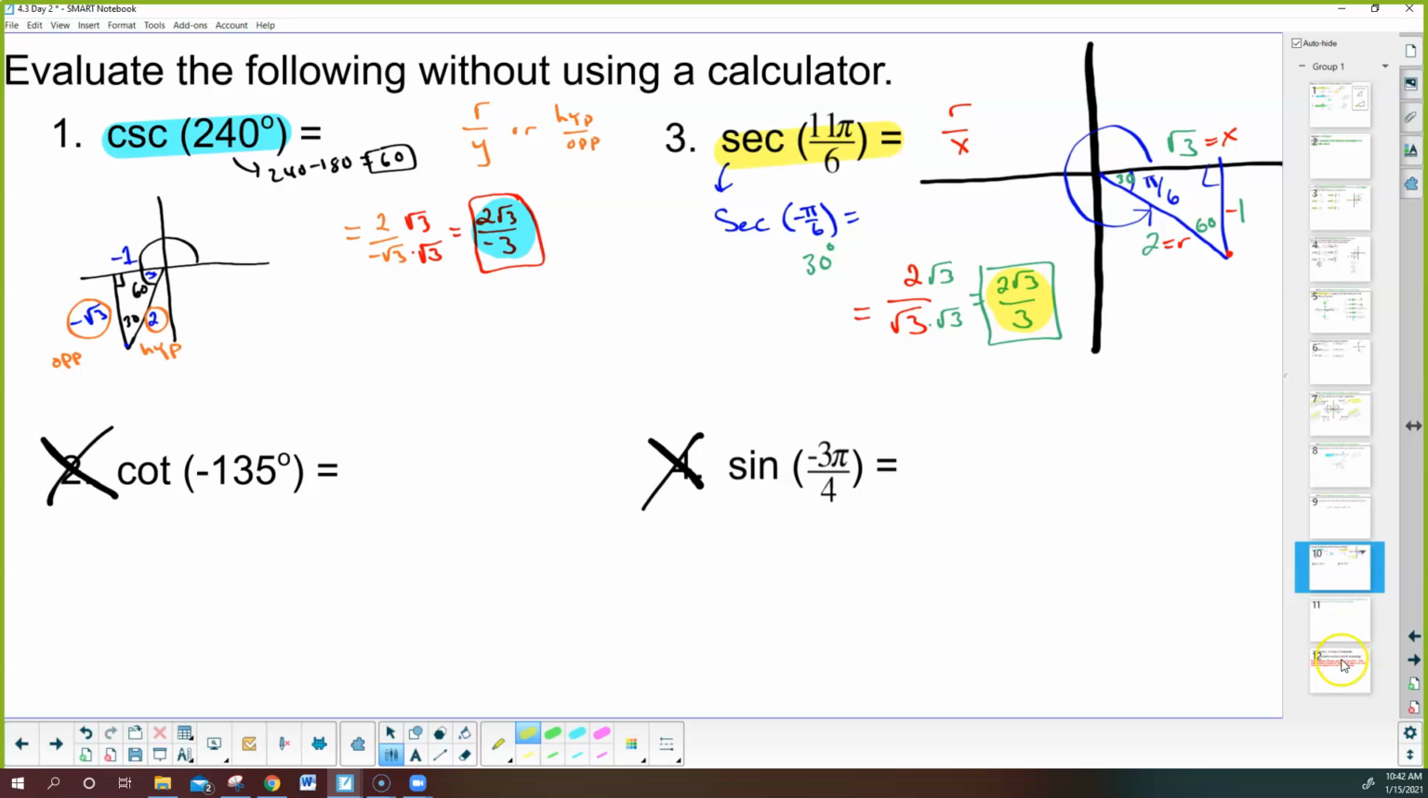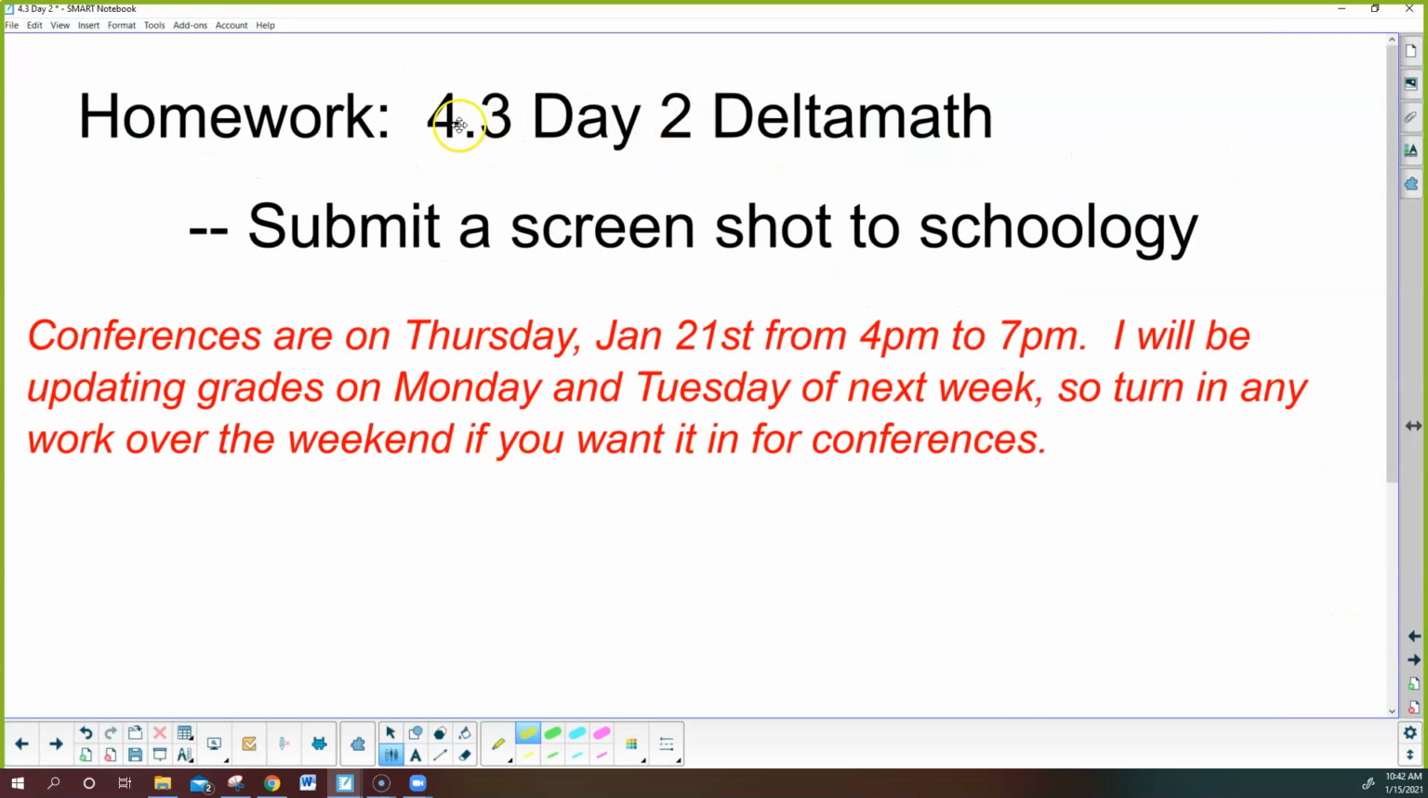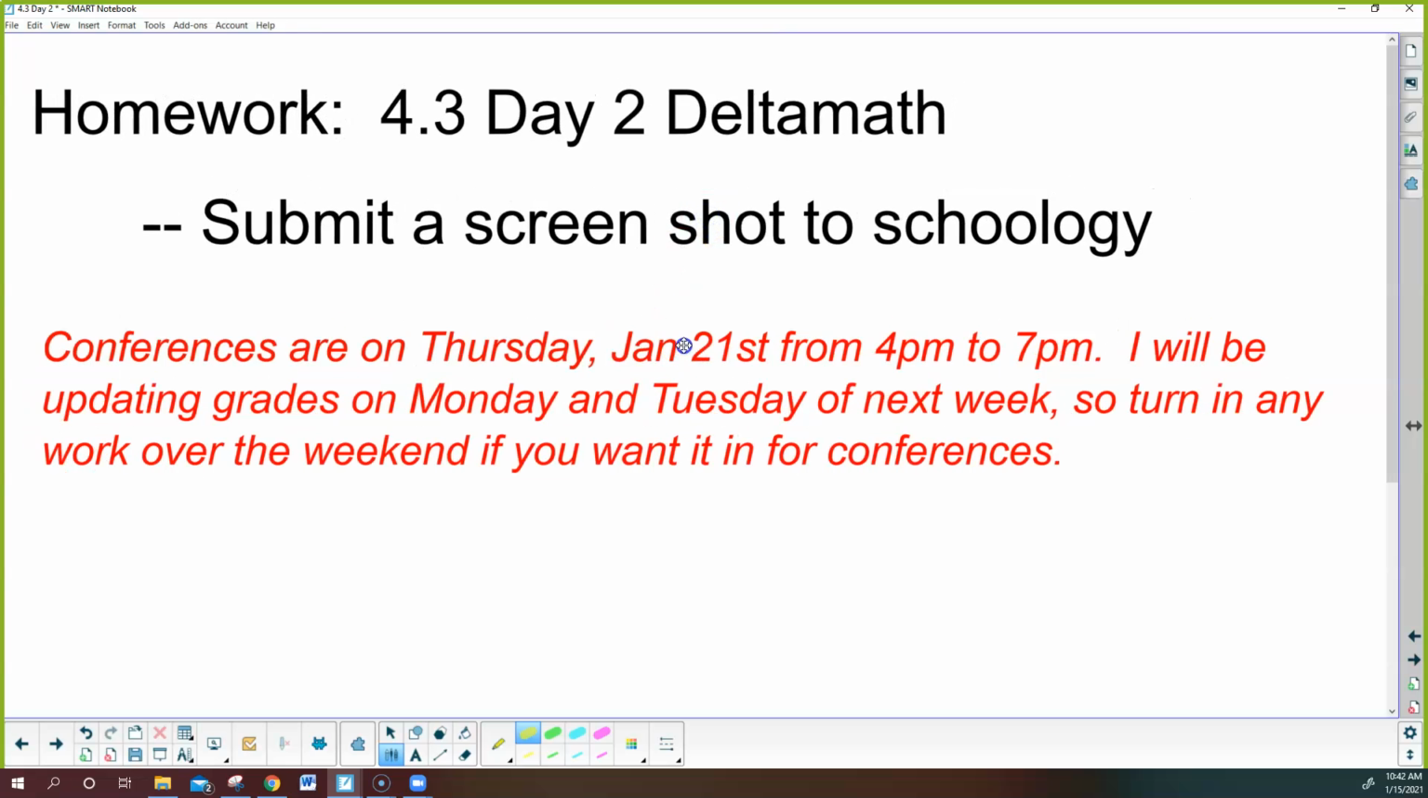All right, so our homework tonight is 4.3 day 2, Delta Math. Submit a screenshot. Remember, conferences are next week, Thursday. I called a good amount of your parents last night and just told them what you were missing and what needs to be done. So get that stuff in, improve your grade, and we should be good to go.